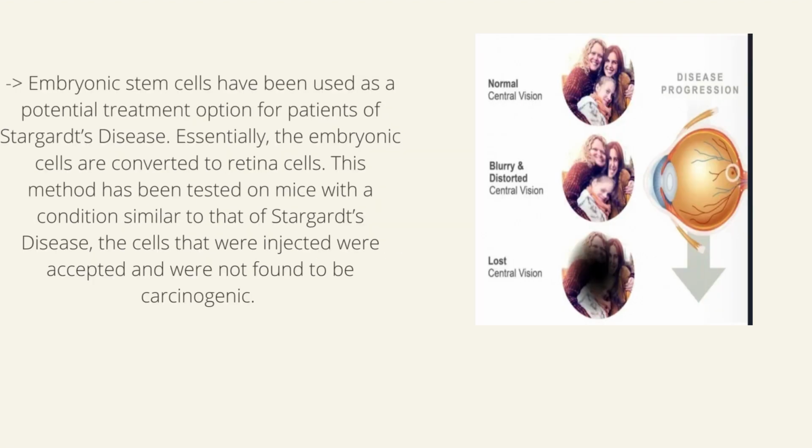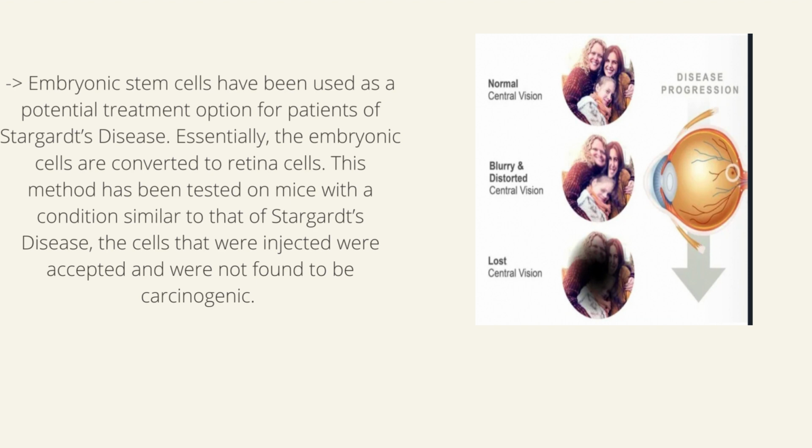Stargardt's disease. Stargardt's disease is also known as Stargardt's macular dystrophy, which is a genetic condition which most likely occurs due to the mutation of the ABCA4 gene, which is responsible for causing a protein which is vital for active transport in the retina to become defective. This ultimately results in vision loss.